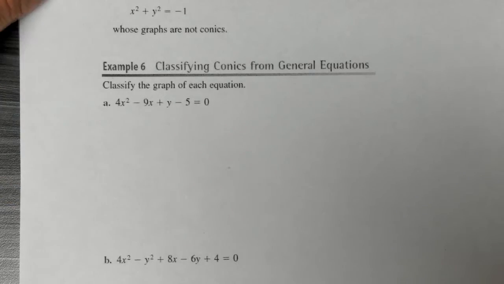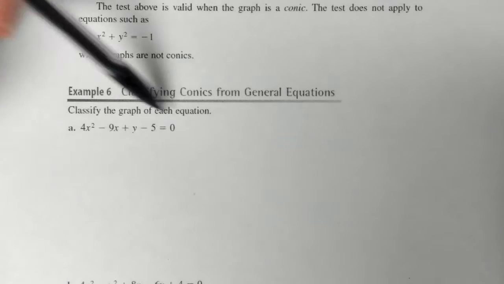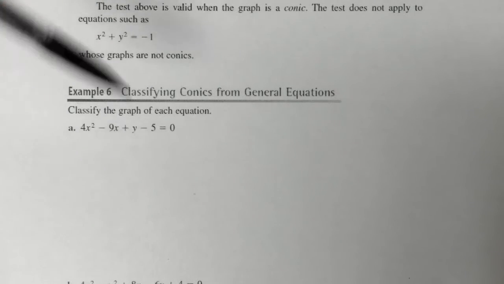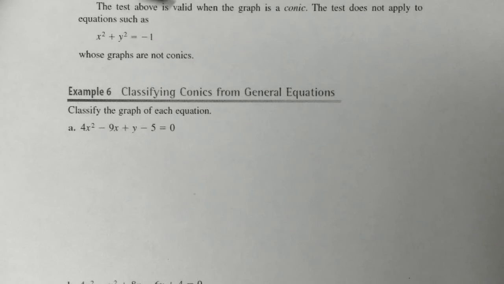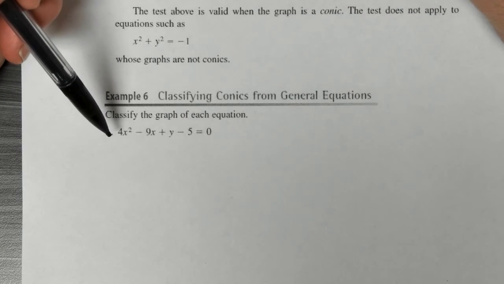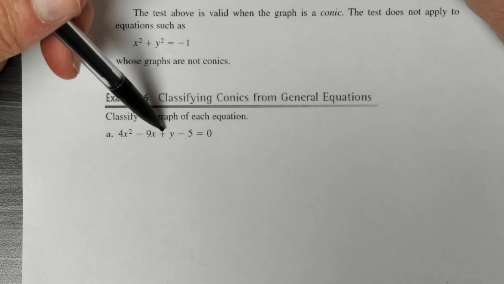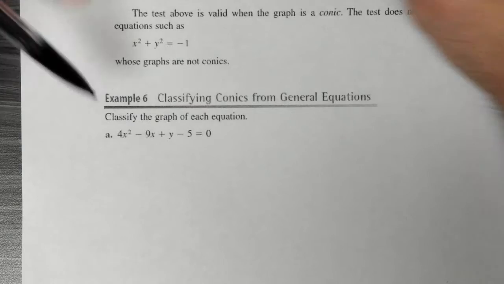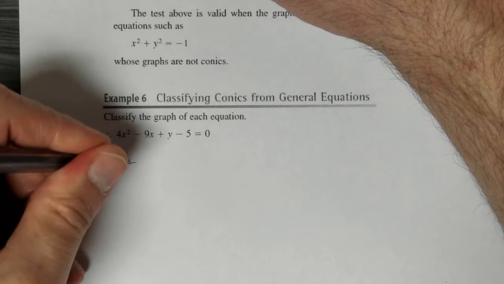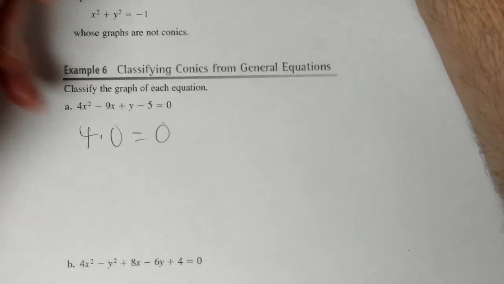Now all we're going to be doing in this section is taking a look at the equation in general form and classifying it. Not a whole lot of computation work to do. All we have to do is analyze it, use our chart, and tell what type of conic it is. On this one, we're looking for our A and our C. My A right here is going to be 4. My C term, which goes with the y squared, is not here, so that's 0. So 4 times 0 equals 0, and if AC equals 0, we have a parabola.